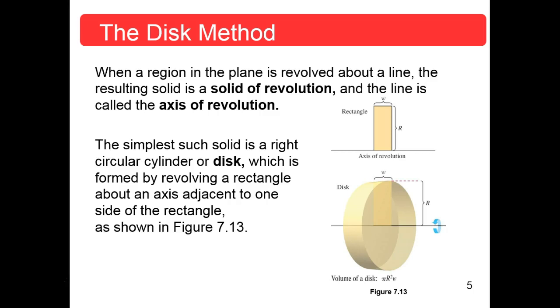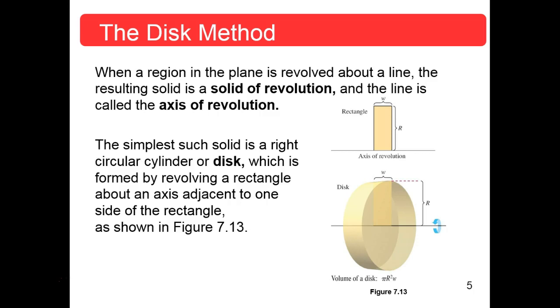Now, when a region in a plane is revolved around the line, the resulting solid is called a solid of revolution. Now, a region of a plane, think of area, okay? That area is revolved around an axis of revolution, creating a solid of revolution, okay? The line is called the axis of revolution.